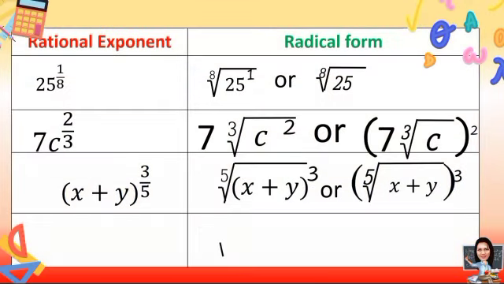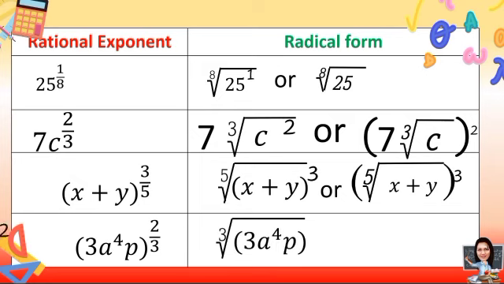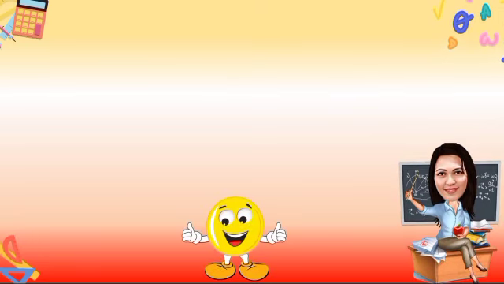Okay, another example. The quantity 3a raised to 4p is raised to 2/3. So, this is equal to cube root of 3a to the 4th p raised to 2. Again, may parenthesis pa rin para to indicate yung ating exponential expression. Then, simplify using the law number 2 sa ating law of exponents.